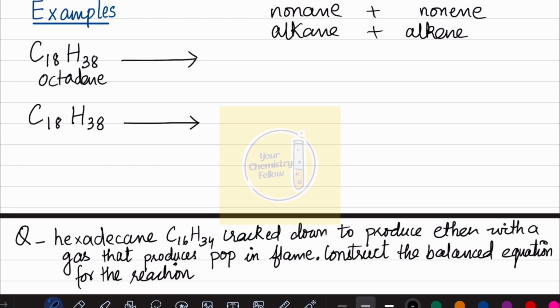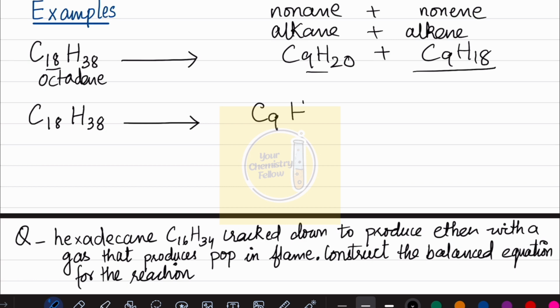The molecular formula for nonane is C9H20 and for nonene it is C9H18. So the number of carbon and hydrogen atoms are equal on both sides of the equation, so the equation is balanced here. There is another option for the products, that a mixture of alkenes may be formed with hydrogen gas. For example, if I take the alkene here as C9H18 with the hydrogen gas, now I have to balance this equation.